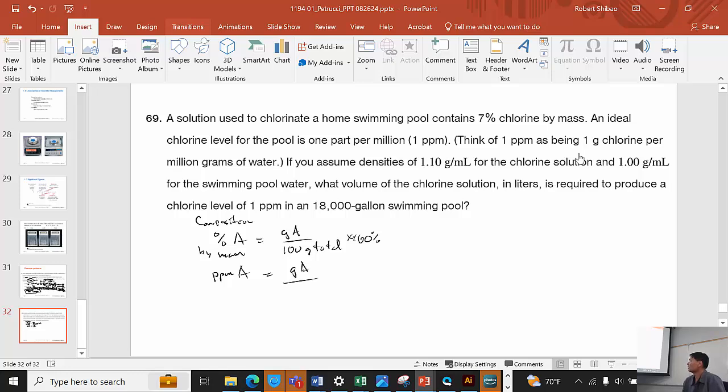actually, this is wrong, sorry. This is not 100 grams total. This is just grams total. Sorry about that. This is grams of A over grams total times a million ppm.